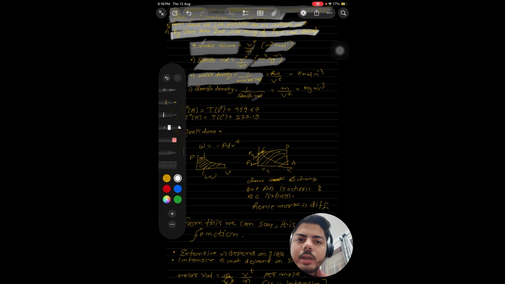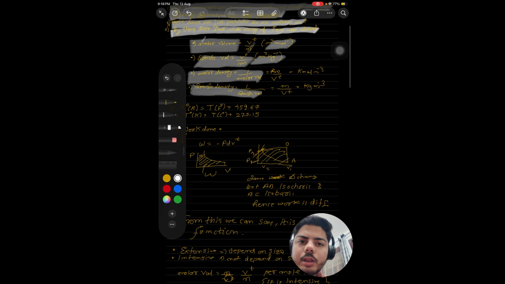What is meant by specific density? It is also the reciprocal of specific volume. What does the specific volume say? It says the volume per kilo. And what does the specific density say? It says the amount of kilo of the substance per meter cube of volume.